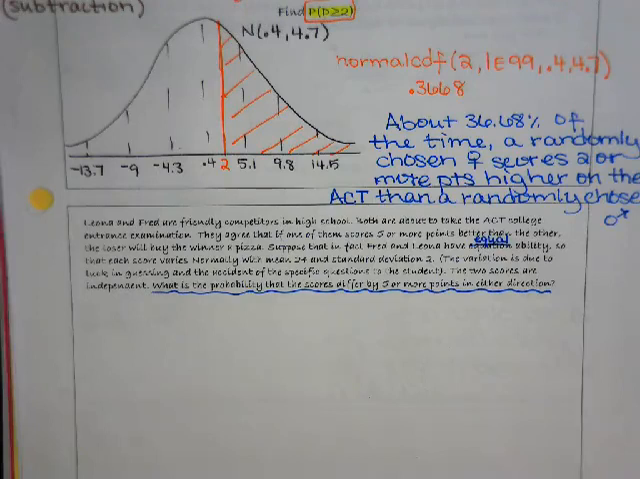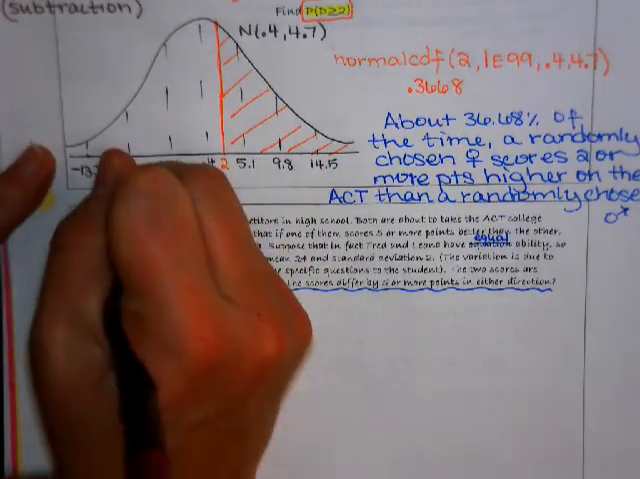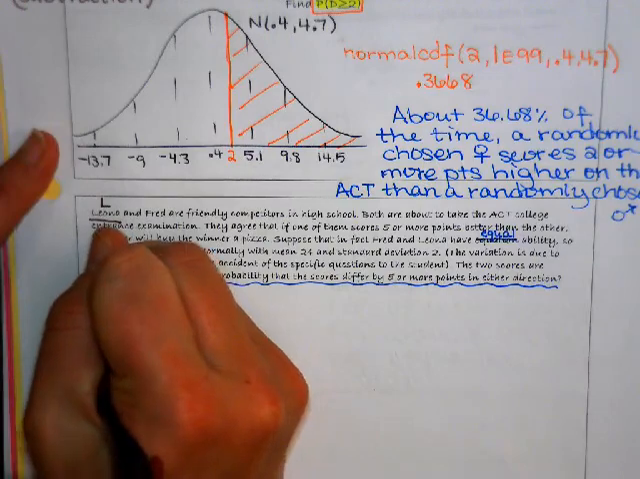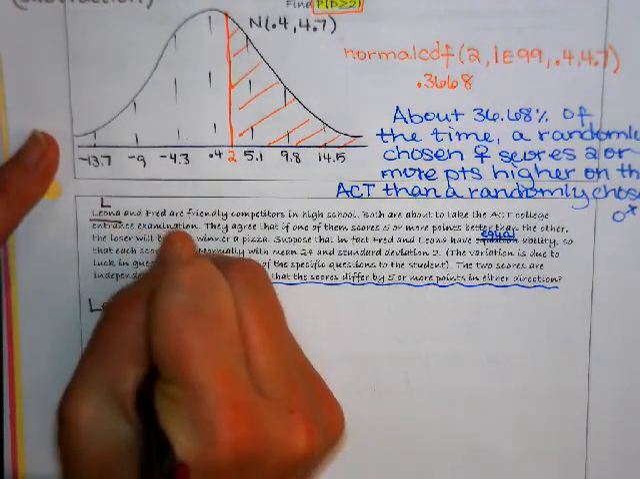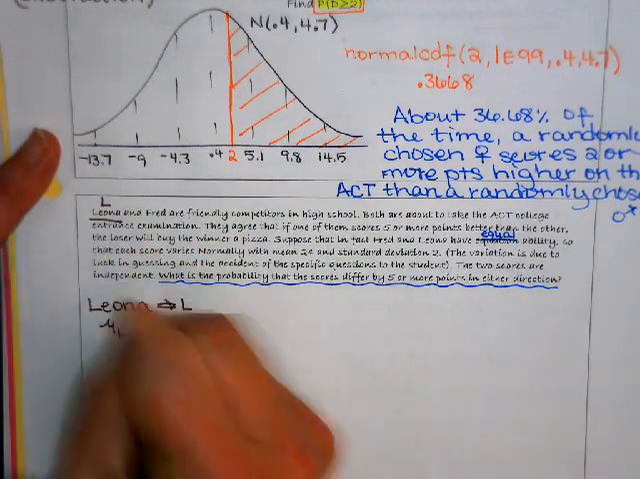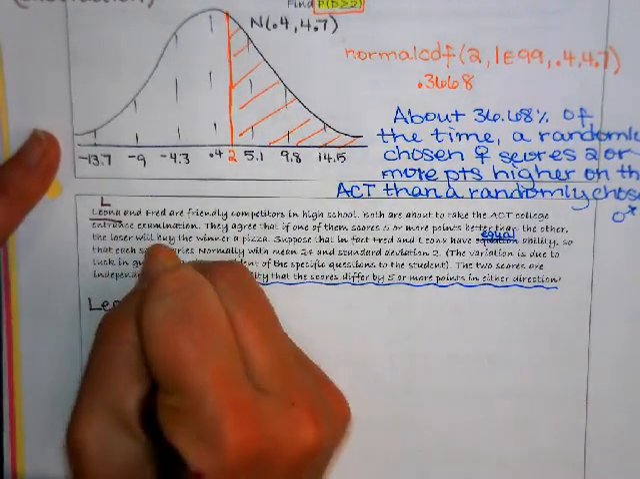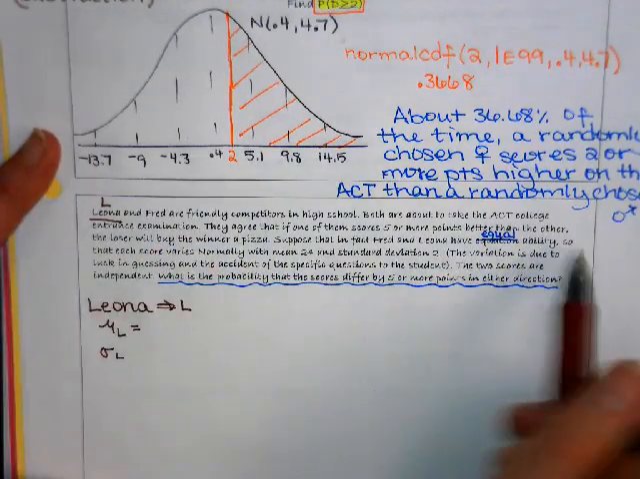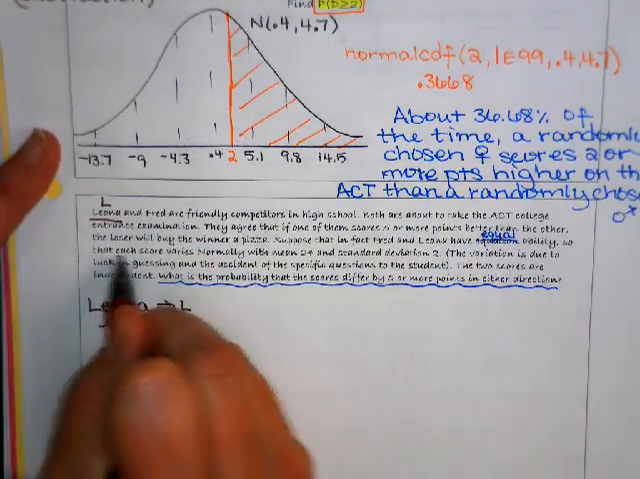But before we get there, we need to define some variables. So I'm going to use L for Leona. The mean for Leona and the standard deviation for Leona tells us that since they both have equal ability, each score varies normally with mean of 24 and a standard deviation of 2. I'm going to use F for Fred.